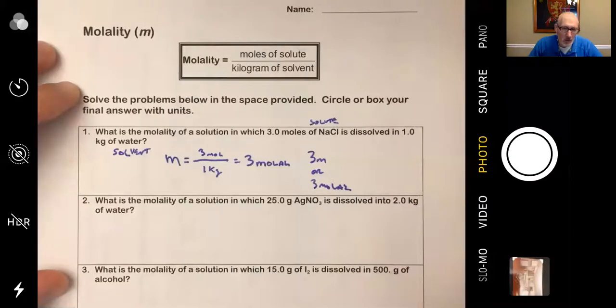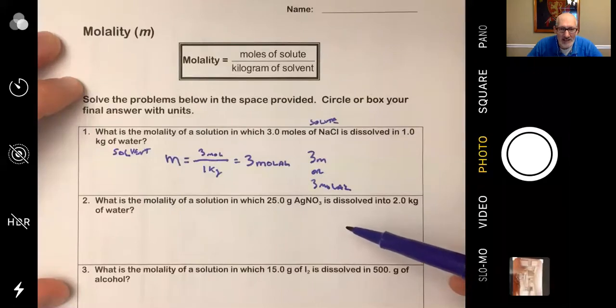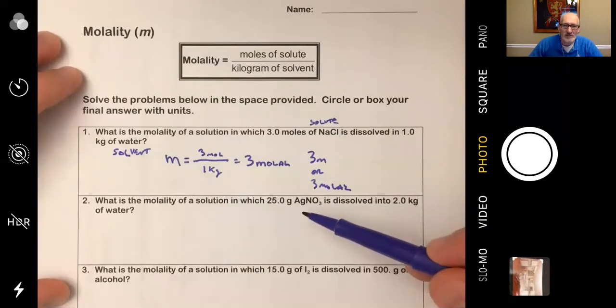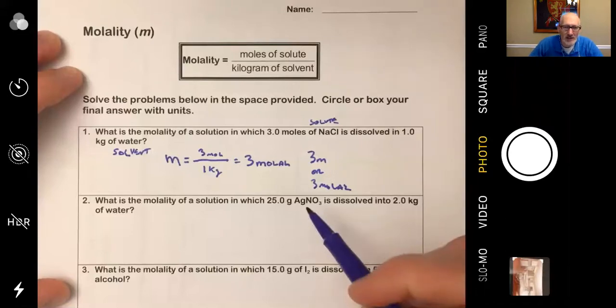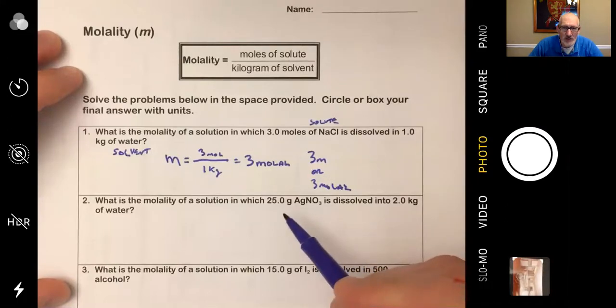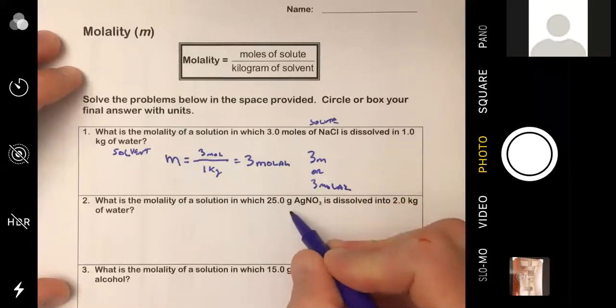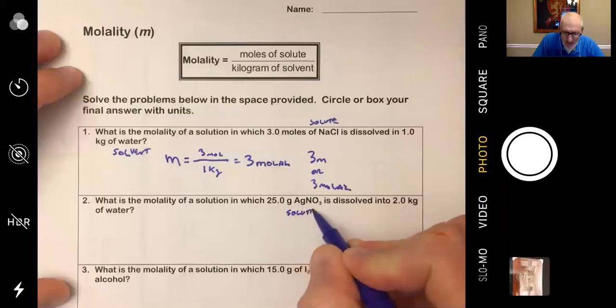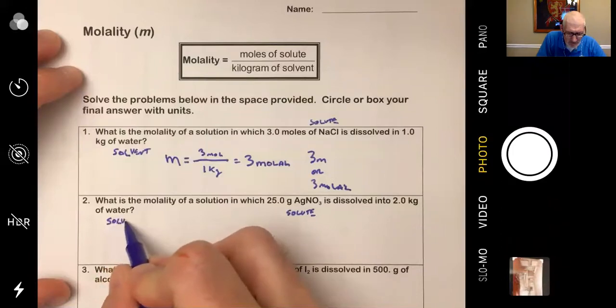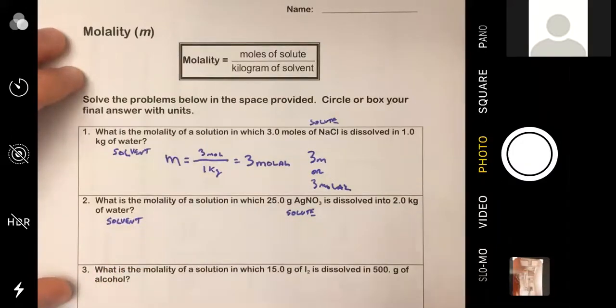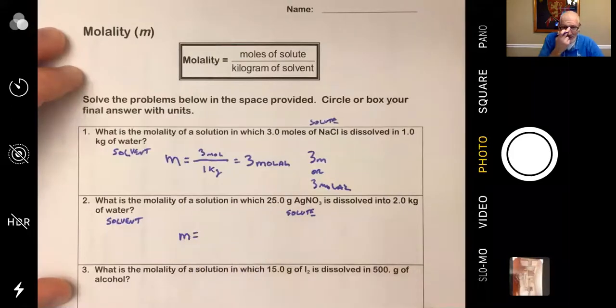And then the harder one, the one that's maybe the most important part of our lesson today, is actually the second page of this assignment. So if I wanted to find the molality, and Jack, thank you for your help with that, of this guy, 25 grams of silver nitrate dissolved into 2 kilograms of water. Same deal here, Stella, if you could help us out. Is the AgNO3 the solute or the solvent? The solute. Yep, and so I just like to label it just to keep my things straight. And the water must then be the? Solvent. Solvent, perfect.